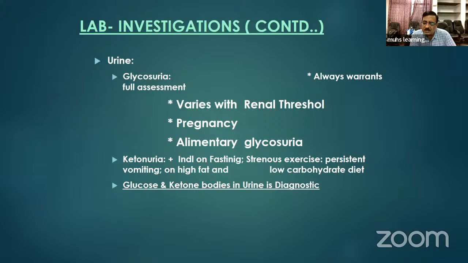Ketonuria is seen in an individual on fasting, stress, exercise, persistent vomiting, on a high-fat diet, and low capacity. What is happening in ketone? Why does ketone occur? The sugars are there. They should be metabolized to carbon dioxide, water, and energy. What is happening? When they have fasting or tremendous stress, food is not given to him.